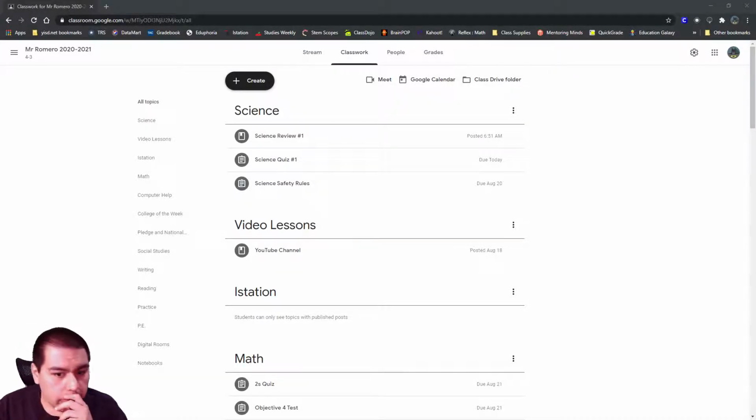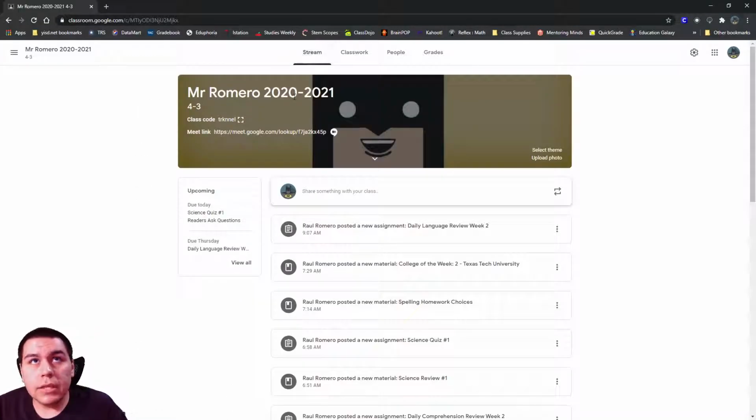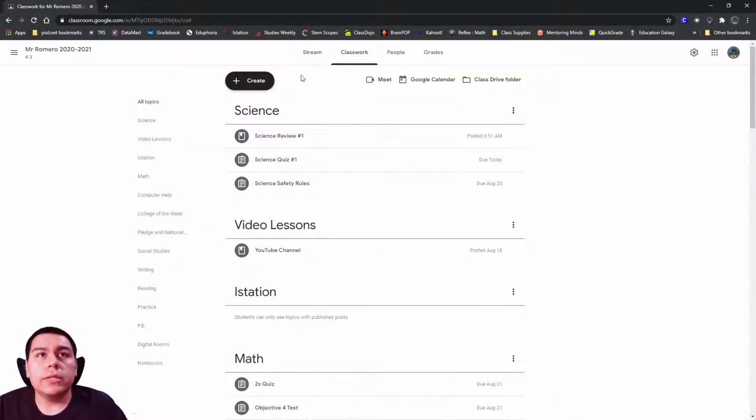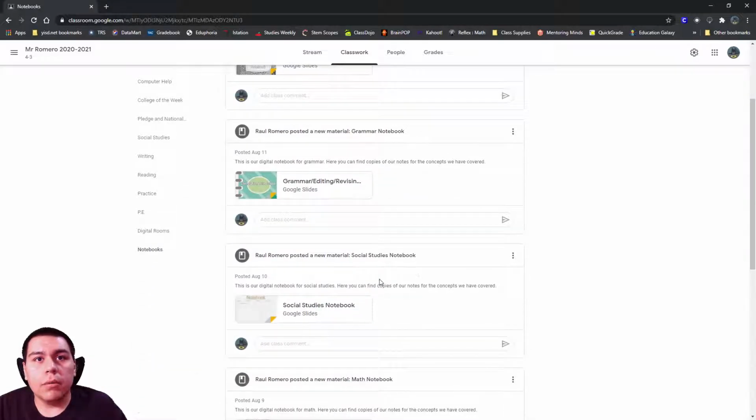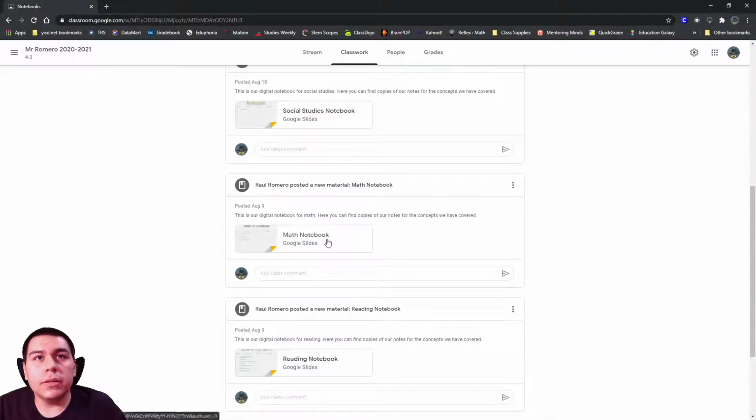So I'm going to show you all first how to get to our math notebook. And then we're going to look at some of the information in the math notebook. So to get there, I'd go to our Google Classroom. I'd go to classwork. And then on the left side with topics, I need to find notebooks. Find math notebook.